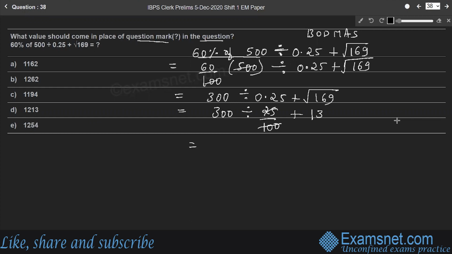So 25 by 100 is 1 by 4. Therefore, 300 divided by 1 by 4 is 300 into 4, right? Plus 13, which is 1200 plus 13, which is 1213. Therefore, option D.